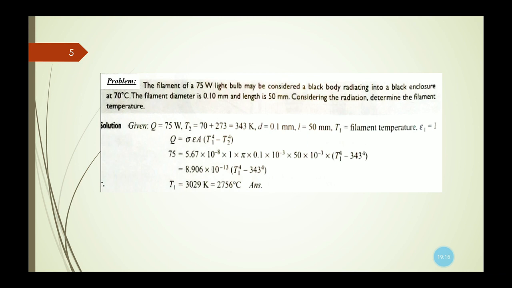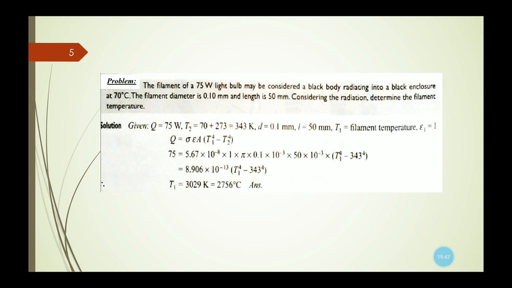So this is the procedure to determine the filament temperature here, considering the radiation. We need to remember the value of the Stefan-Boltzmann constant, and considering the surface properties here, which are black body and black enclosure, the emissivity will be equal to 1 here. So these are the things that we need to consider in this numerical.